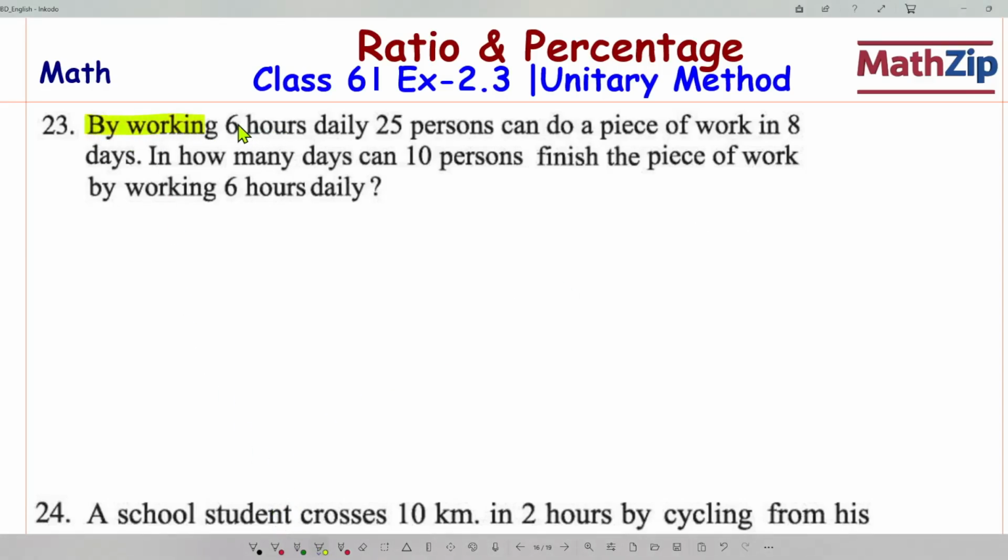By working 6 hours daily, 25 persons can do a piece of work in 8 days. In how many days can 10 persons finish the piece of work by working 6 hours daily?